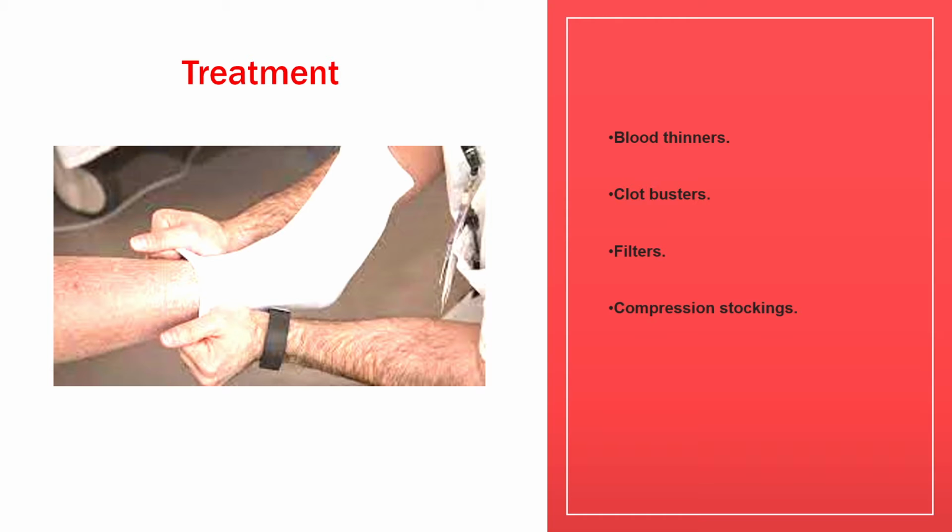One of them is, as we can see here in this picture, compression stockings, where the main goal is to prevent the clot from getting bigger. If there is a clot, or when a clot forms, the idea is to prevent the clot from breaking loose and traveling to the lungs, and to reduce the chances of getting another DVT.